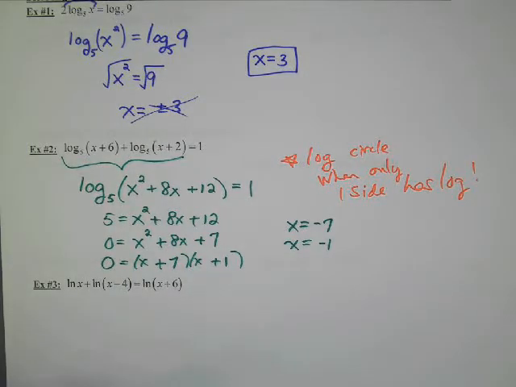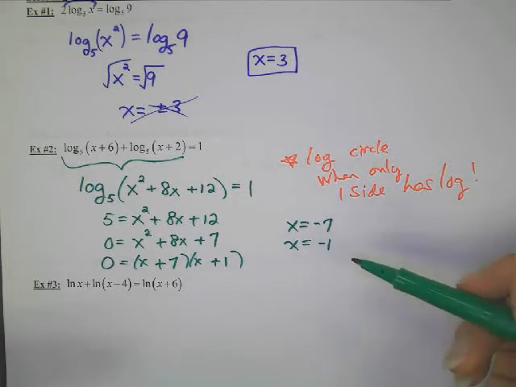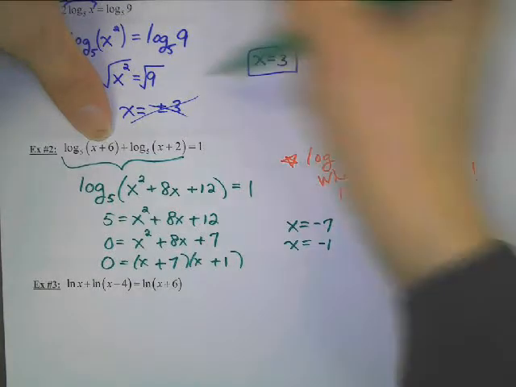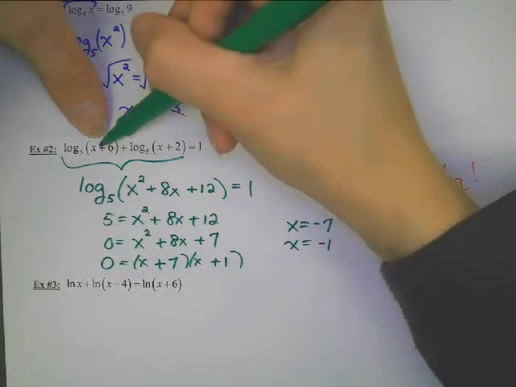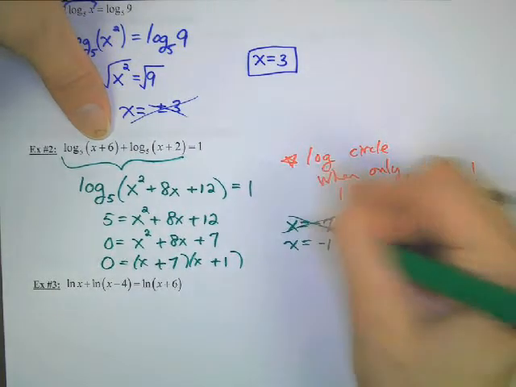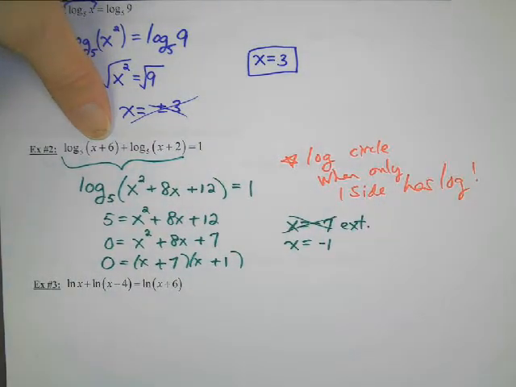Are both of those going to work? Wait, just because they're negative, don't just cross them off. We have to put them into the original problem. Is negative 7 going to work here? Well, that's going to make a negative inside the log. Okay, that one is extraneous. I'll just cross it off and write extraneous.